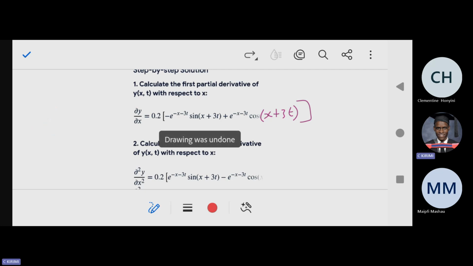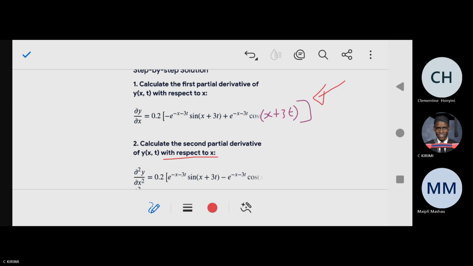We are supposed to have the second derivative. This is a partial derivative while we are keeping t as constant. So we are only deriving with respect to x. That is with respect to x. Which means we are differentiating this equation again, the second time.